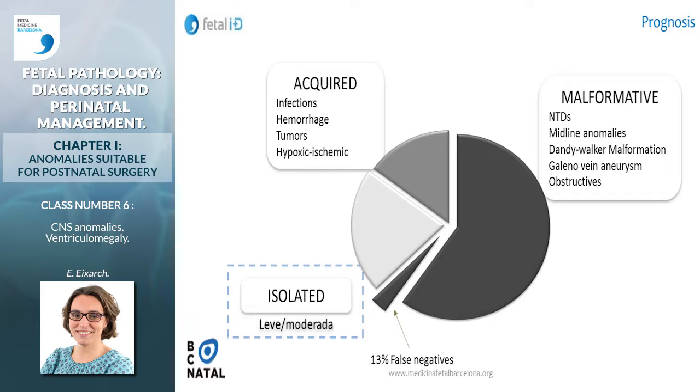Also, we have to take into account that when diagnosing a ventriculomegaly as isolated, in 13% of cases we will be wrong. And in reality, it will be a ventriculomegaly with a malformative or acquired pathology, but that we were unable to identify. And we should also share this information with the parents, that there is this rate of false negatives, and that we will try to reduce the false negatives with the complementary studies that we will perform throughout the gestation.